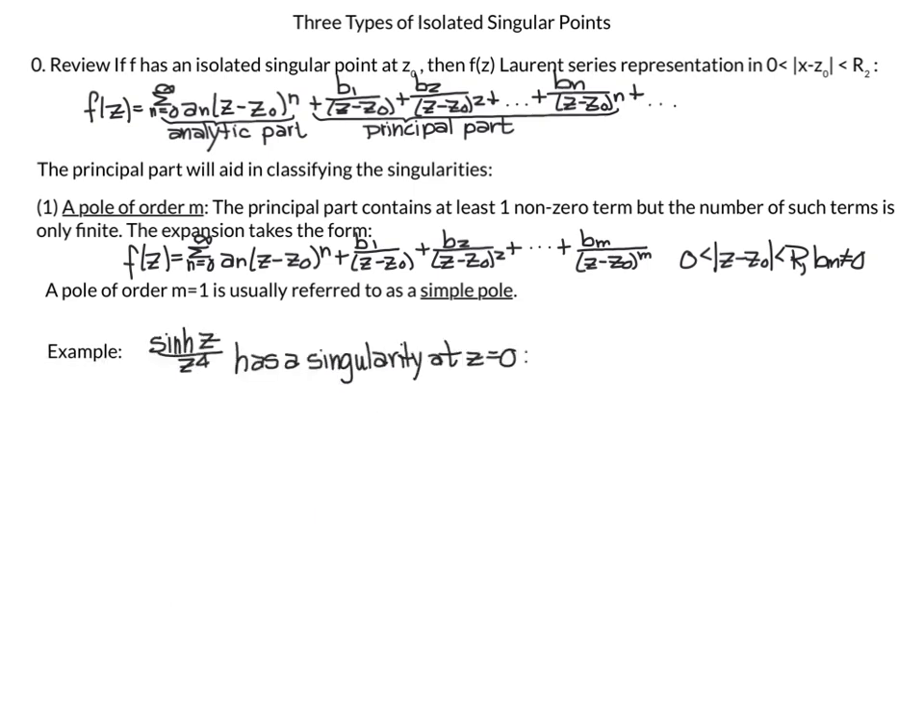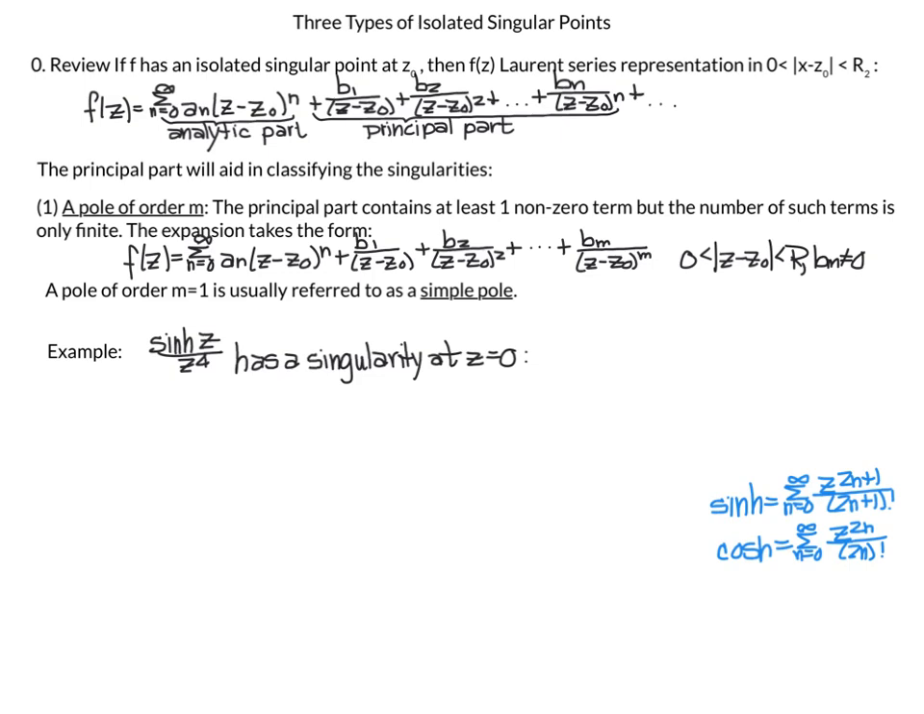For our next example, we have sinh of z over z to the fourth, and we can see that this has a singularity at z equals 0. So what we need is a Laurent series expansion at z equals 0. This z to the fourth, well, that's in the z minus 0 or z minus z naught form, so that's good. But we need to expand sinh of z into a Laurent series.